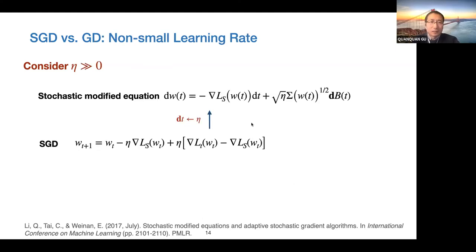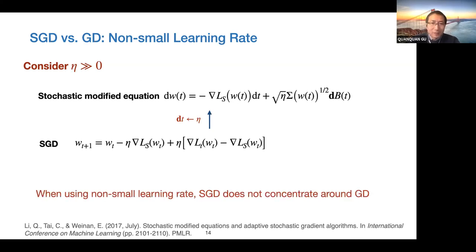However, in practice, the learning rate is not small. If the learning rate is not small, we cannot build the equivalence between SGD and GD just using the same language, the stochastic modified equation. When the step size is not small, even using the stochastic modified equation to approximate SGD is not well justified.